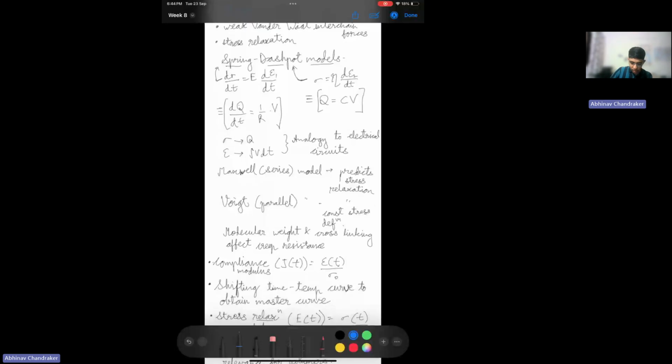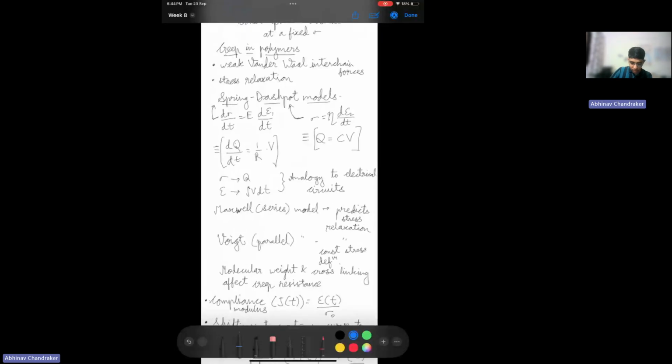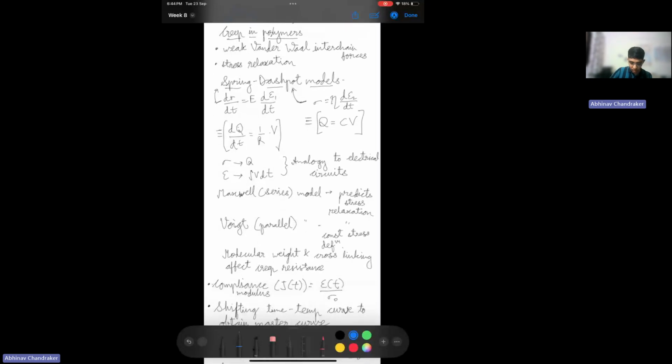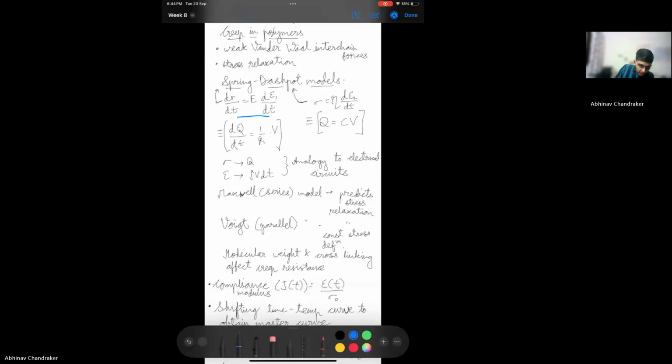And for modeling these, we have mostly this for polymers, but it applies to metals also. We have the spring-dashpot model. Spring has this kind of equation, F equal to Kx, while a dashpot has more of a capacitor kind of equation, sigma equal to eta into d epsilon by dt.